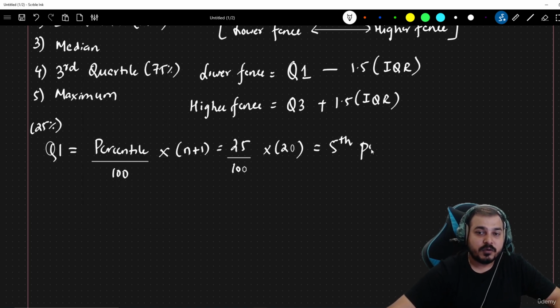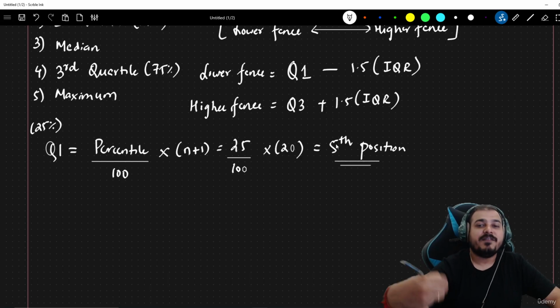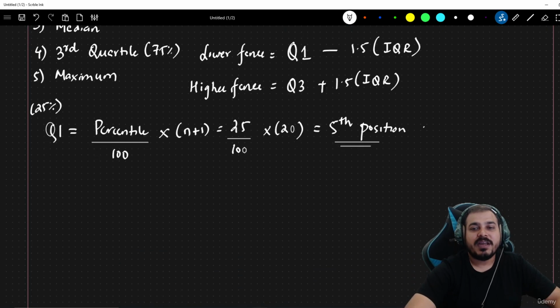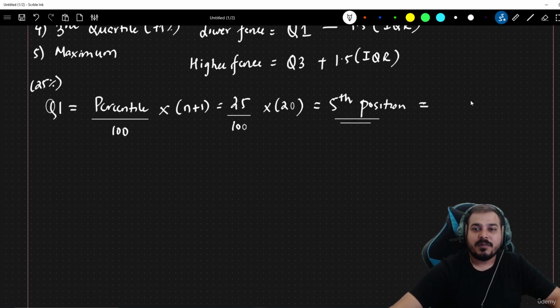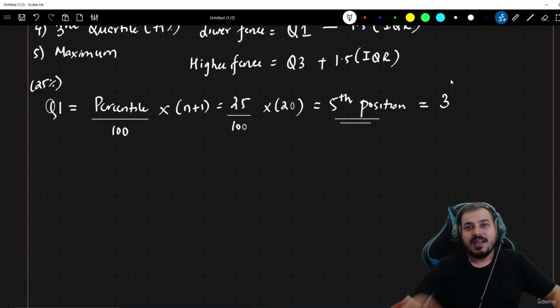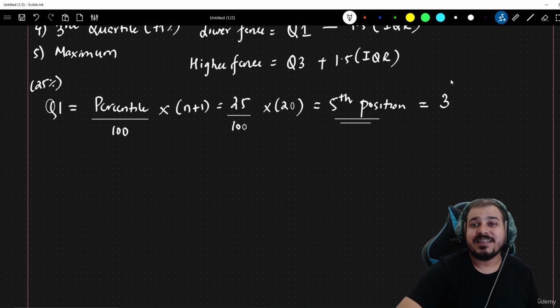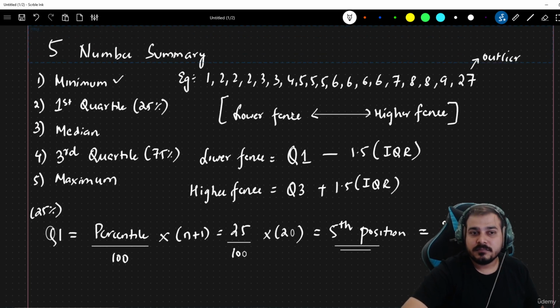So here I'm actually getting the 5th position. Remember, I forgot to say this in my previous video, but here I will basically be getting my 5th position. Now which is my 5th position in this distribution? So I will go and see, this is my first position, second, third, fourth, fifth, right? So my 5th position value that I'm going to get as an output is nothing but 3. That basically means my 25 percentile is 3. That indicates that 25% of the entire distribution is less than 3, if you see over here, right?